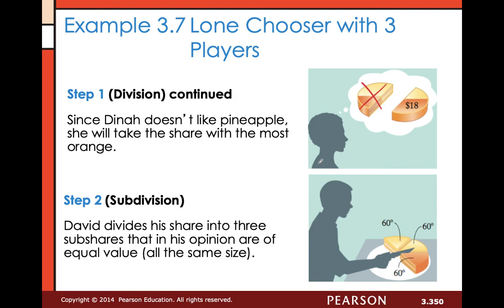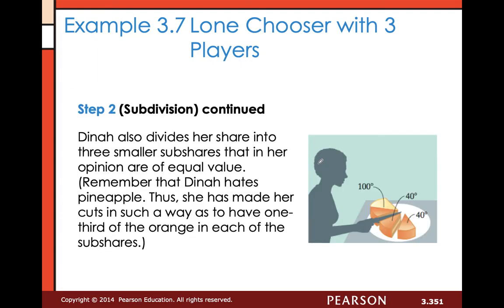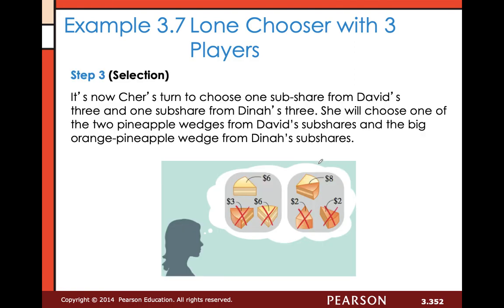Notice that that's going to be 2 pineapples and 1 orange. However, Dinah is going to divide hers into smaller subshares that, in her opinion, are equal. Remember, Dinah hates pineapple. So she's going to take the orange portion and divide it up into the pieces that you see there. All right, now here's the selection part. Cher's turn to decide which of the subshares from David's 3 and from Dinah's 3 that she wants. She's going to choose the 2 pineapple wedges from David's subshare, one of the 2, and the one with the larger pineapple share from Dinah's subshares.